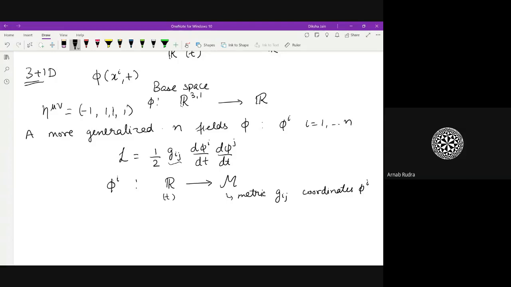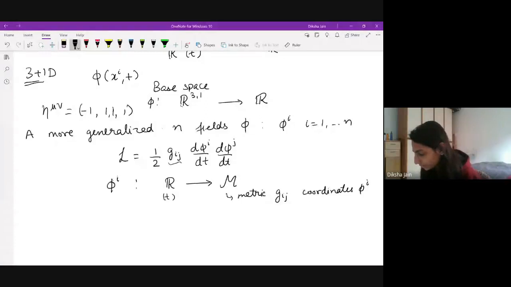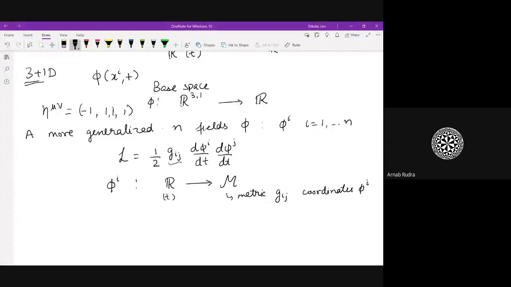Maybe Diksha, you take one particular example like S3 or something and tell this, taking G_ij. Because some of them haven't had a GR course, so they may get a bit confused.